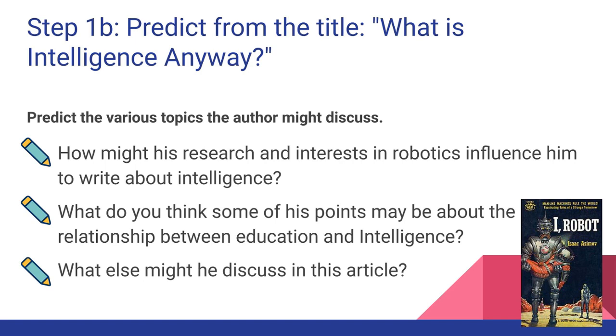Many of you will notice now that the information we gathered from Isaac Asimov's background is already informing us of what this article might be about. Because we know he's interested in artificial intelligence, in creating intelligence, robots, he already has the authority and the background to discuss this. So we can start predicting, well, if he is asking the question, what is intelligence anyway? Perhaps he might be trying to define it.